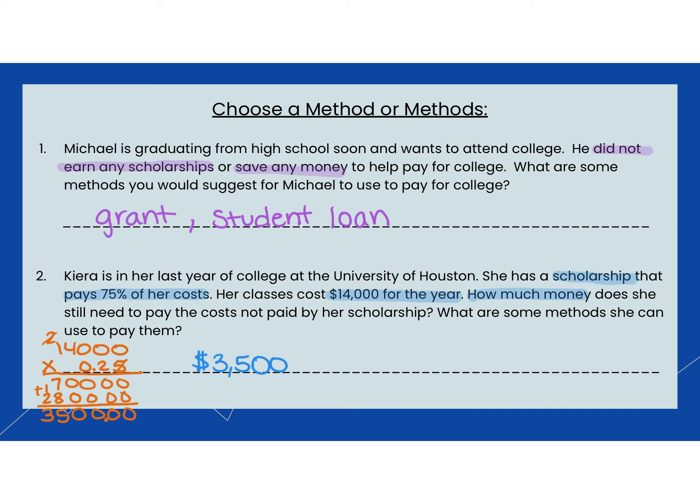Kiera could apply for a student loan for this amount that she could pay back when she graduates. Or she may be able to get a work-study job on campus for her last year to help pay that tuition amount.